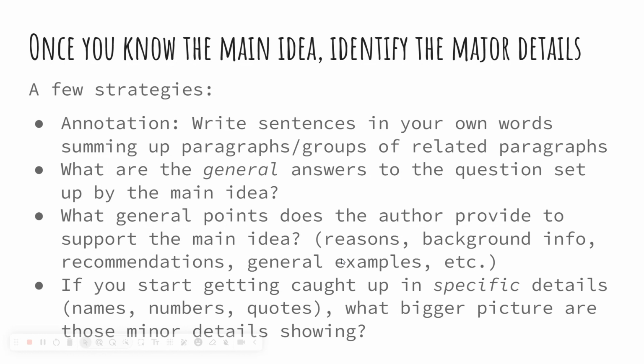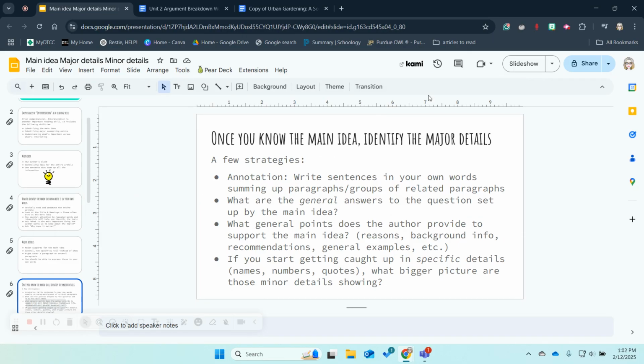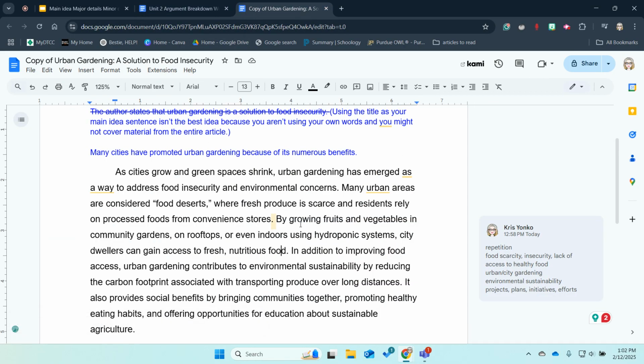So one of the things I tell people to do when they're annotating is note the specific details. So these would be things like names, numbers, quotes, research studies, description, things like that. If you do get caught up in them, because they're usually more interesting, ask yourself, the author's showing me something here, but what's the bigger picture that the author's trying to make? And again, I'm going to show you an example over on the sample. So let's go over to urban gardening.